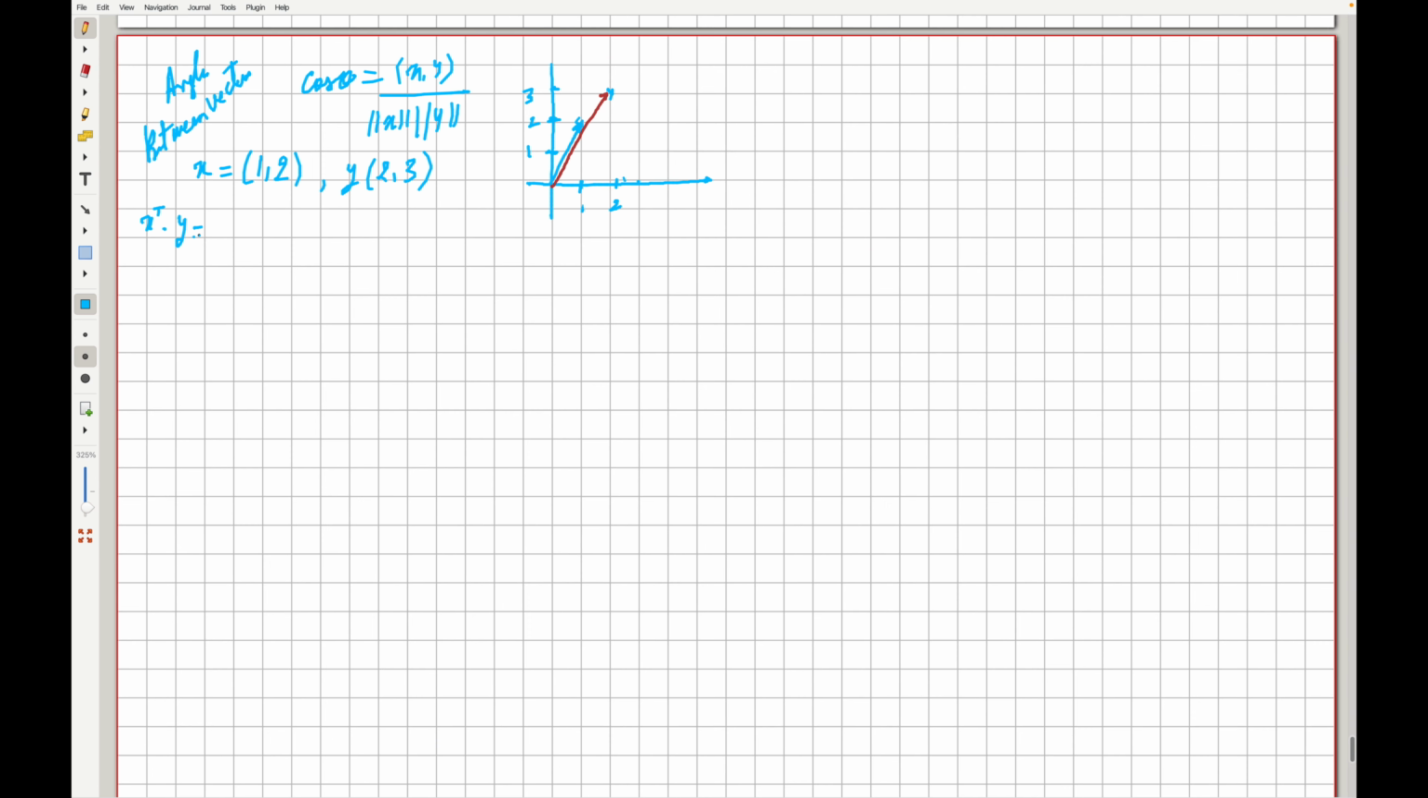So we have (1, 2) dotted with (2, 3). That gets us 1 times 2 is 2, plus 2 times 3 is 6. We get a value of 8. So that's the dot product we have, also written as (x, y) inside of parentheses. So we now have the numerator. All we need is the denominator.